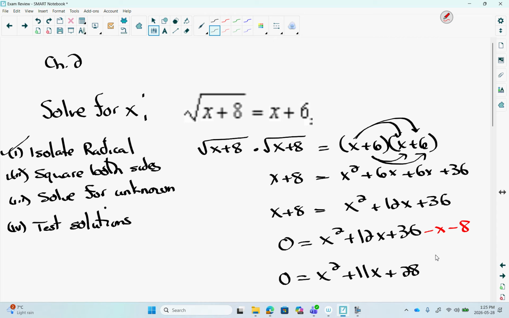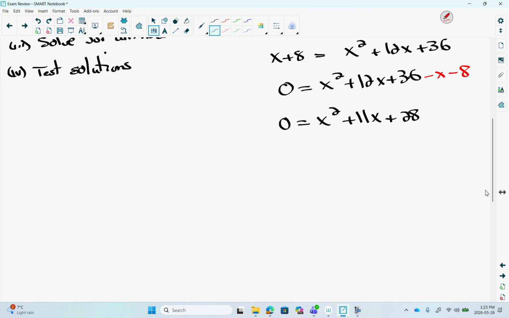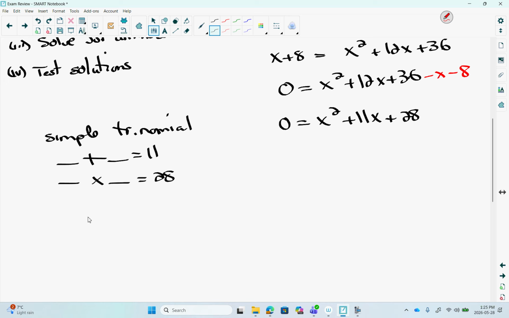What do I do from there? How do I solve for x when I have x squareds and x's, 3 terms? It's quadratic. I could use the quadratic equation. Or I think it's easiest to factor this as a simple trinomial, where I would look for 2 numbers that add to give 11, and the same 2 numbers have to multiply to give 28. Here's what I like to do. What multiplies to give 28? 1 times 28, 2 times 14, and 4 times 7.